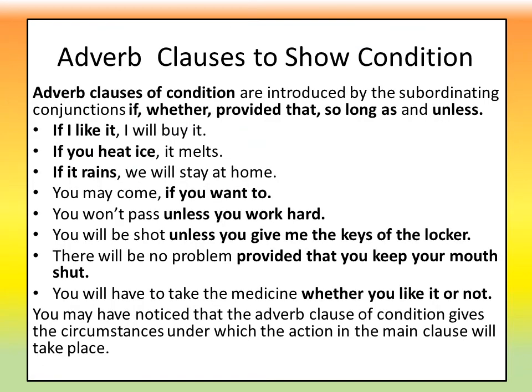Adverb clauses to show condition. Adverb clauses to show condition are introduced by subordinating conjunctions such as if, whether, provided that, so long as, and unless. Okay, let us see the examples. If I like it, I will buy it. Yeah, this is the condition, if I like it. If you heat ice, it melts. If it rains, we will stay at home. You may come, the main clause, if you want to, the condition.